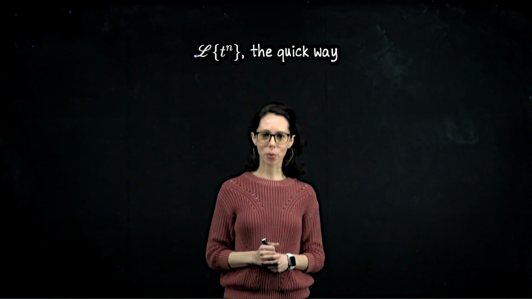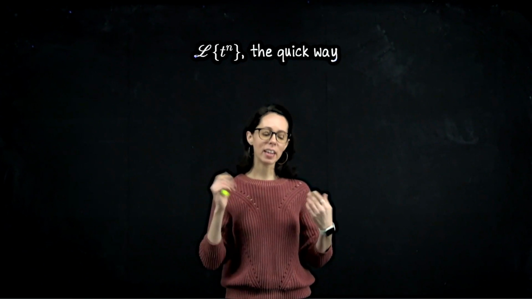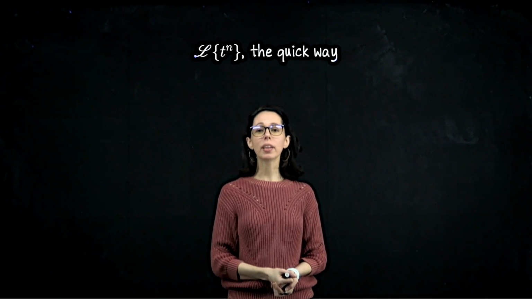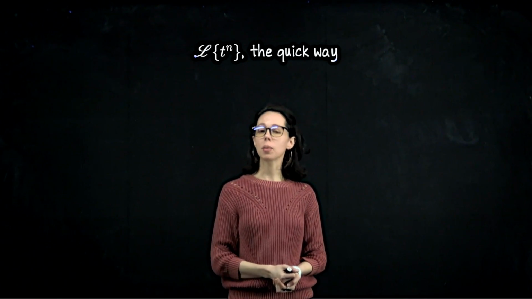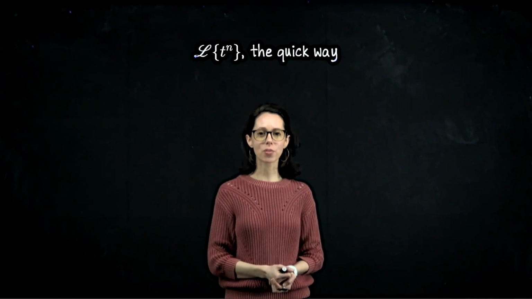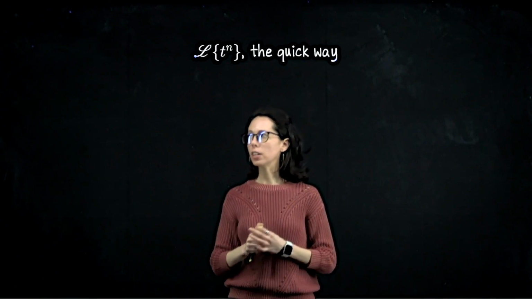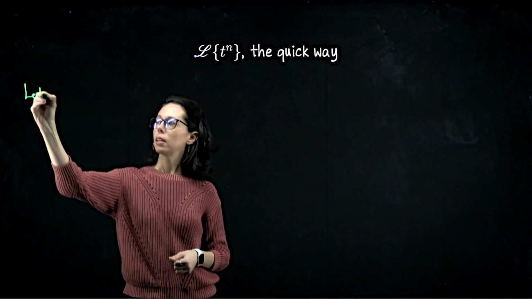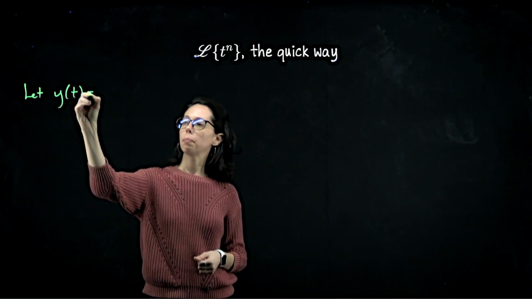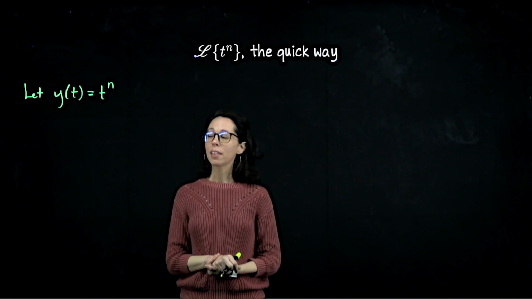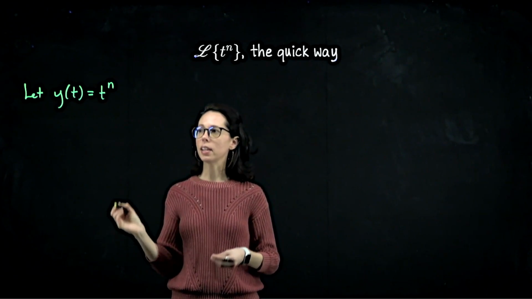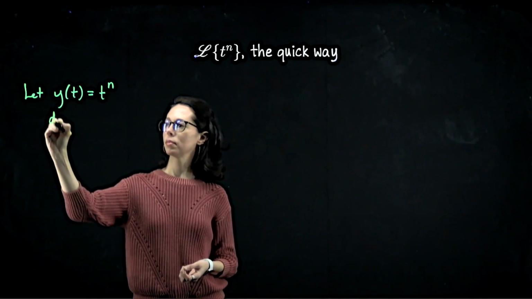Now I would like to show you the shortcut. This will work for t to the n for any integer n greater than or equal to 1, including the example we just did. This is going to use the identity that relates the Laplace transform of a function and the Laplace transform of its derivative. So here's the function we're going to look at. Let y of t be t to the n. That's what we want to transform. Therefore, dy dt is n t to the n minus 1.